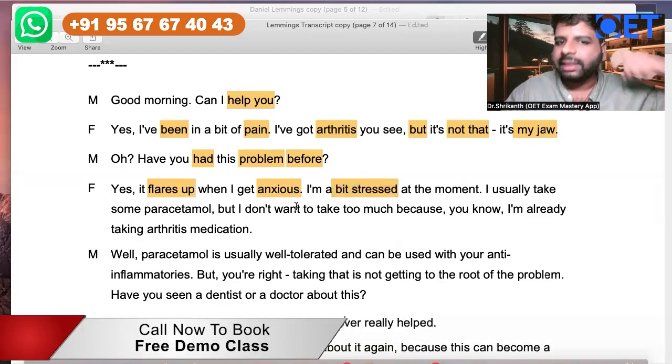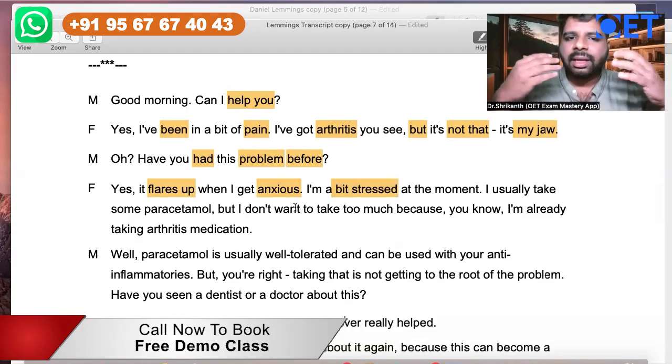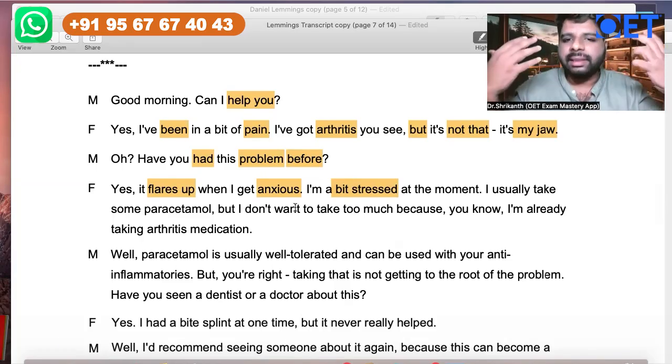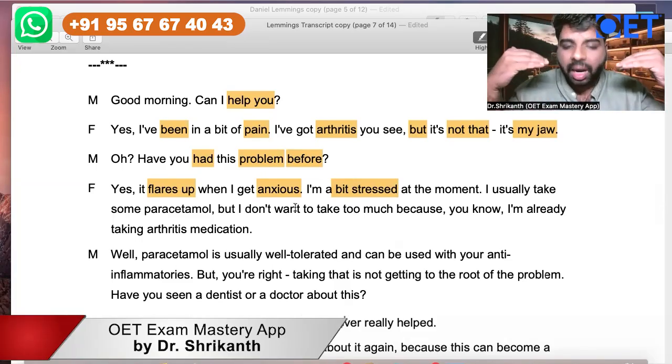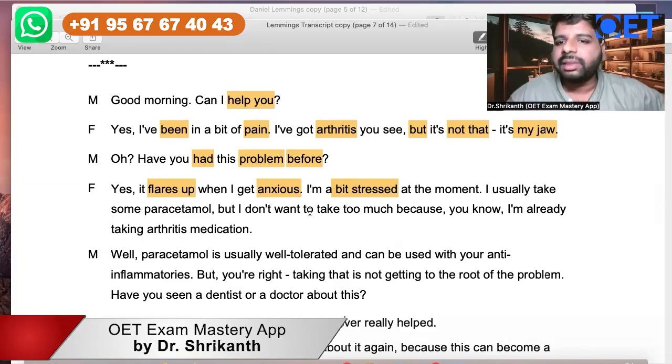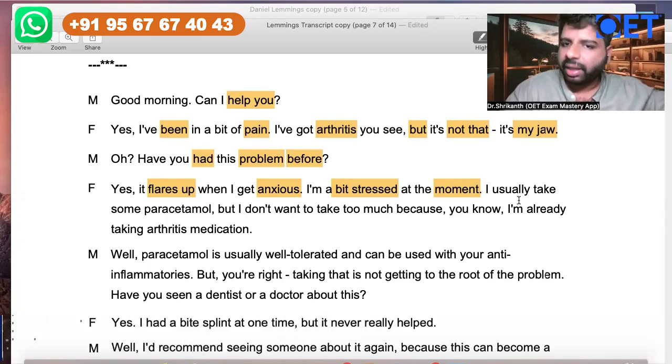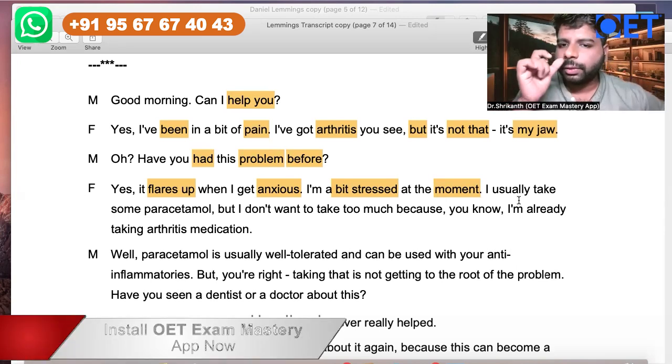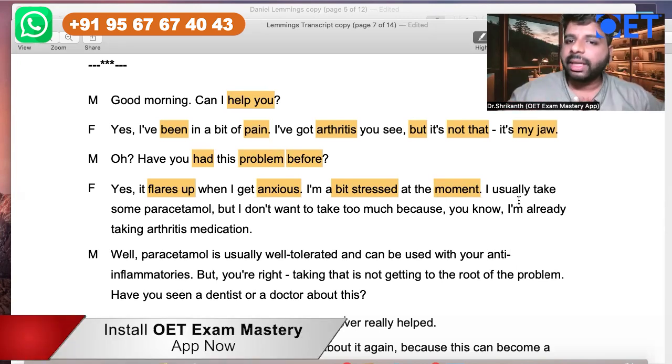Now she's saying, see, whenever I become anxious, my pain in the jaw increases. And she's saying, right now I'm anxious. Right now I'm stressed at the moment. And now she's explaining again. Remember that this is talking to a pharmacist. A pharmacist is a person who deals with medicines. Okay, so that is why she's over here.